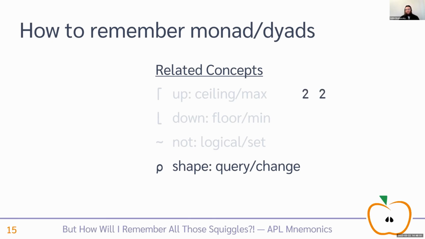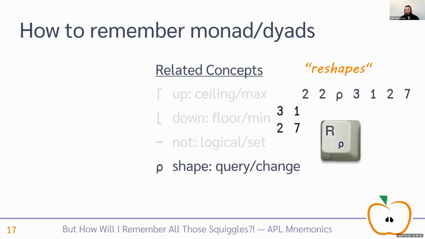It's 2, 2. It means 2 rows and 2 columns. And this shape reshapes some data. So we've got 4 numbers on the right, and we're giving them the shape of 2 rows and 2 columns. And the result is a matrix, a table. So reshape, R for reshape. So it's on the R key, also because row and R correspond to each other.